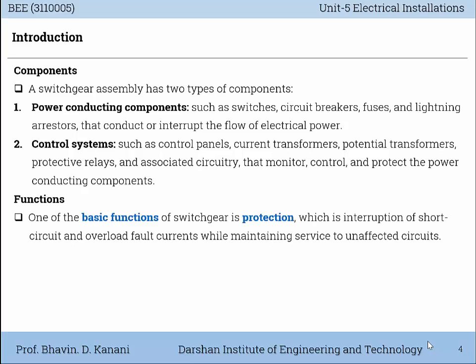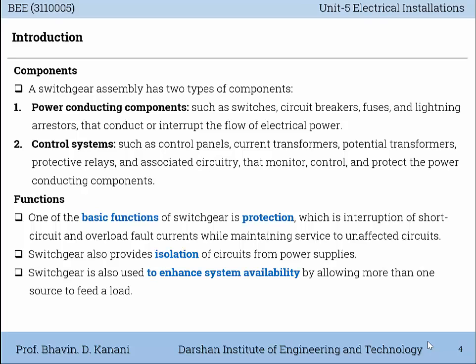The functions. One of the basic functions of switchgear is protection, which is interruption of short circuit and overload currents while maintaining service to unaffected circuits. Switchgear also provides isolation of circuits from power supplies. Switchgear is also used to enhance system availability by allowing more than one source to feed a load.